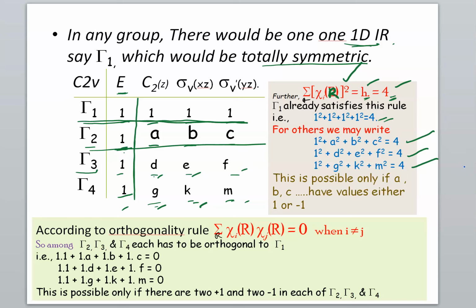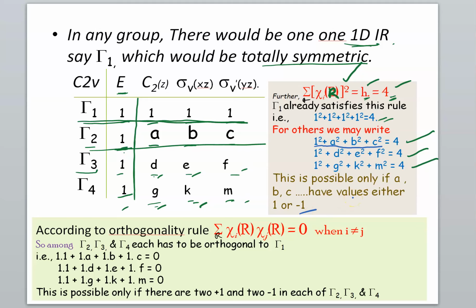If a representation is one-dimensional, then the character and the matrix are identical, because the character is the sum of the diagonal elements. In a one-dimensional representation, only one element is there, and that is the character itself. Therefore it should be 1 or minus 1. These equations are satisfied only if all these values of a, b, c, d, e, f, g, etc. are either 1 or minus 1.